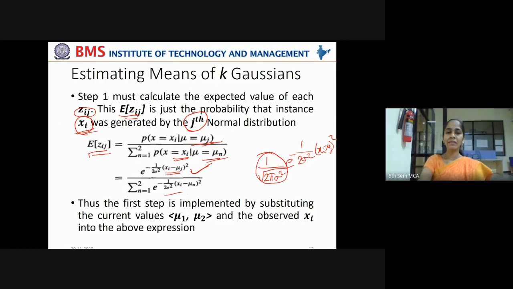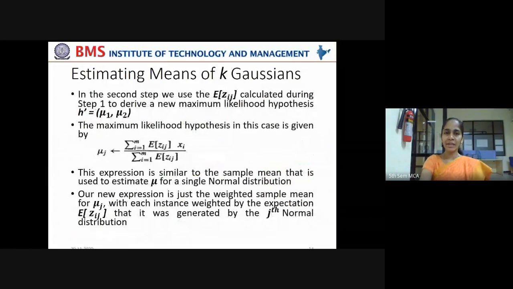Okay, divided by the same term you are using here. Thus, the first step is implemented by substituting the current values of mu1 and mu2 and the observed xi in the above expression. Now, in the second step, what you do? We use the expected value calculated during step 1 to derive a new maximum likelihood hypothesis, h dash equal to mu1 dash and mu2 dash.